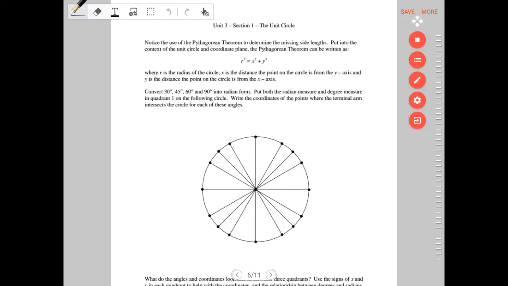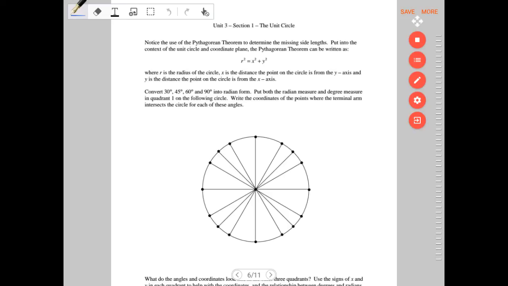Now, notice that the Pythagorean theorem was used to determine the missing side lengths. Put into the context of the unit circle and coordinate plane, the Pythagorean theorem can be written as r squared equals x squared plus y squared. r is the radius of the circle, x is the distance the point on the unit circle is from the y-axis, and y is the distance the point on the circle is from the x-axis.